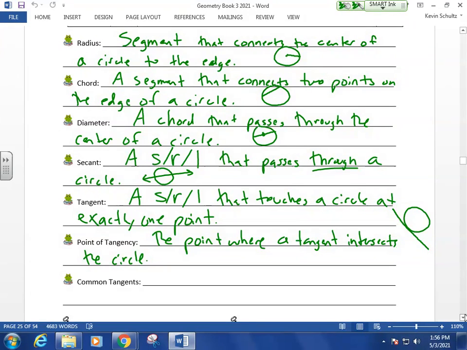The point where a tangent intersects the circle. So in our case, the point of tangency is going to be right here.